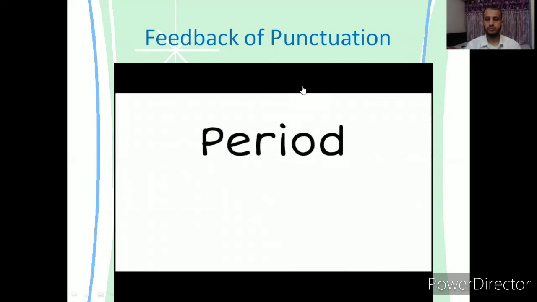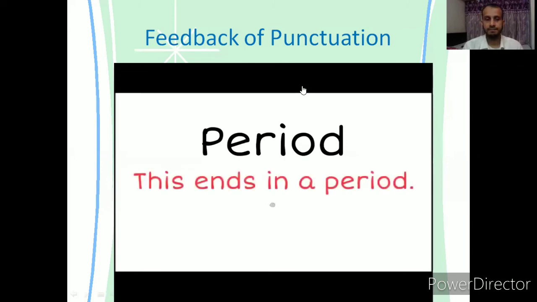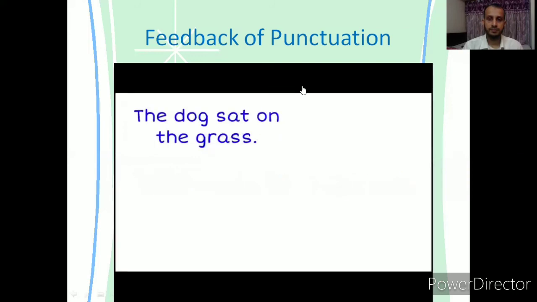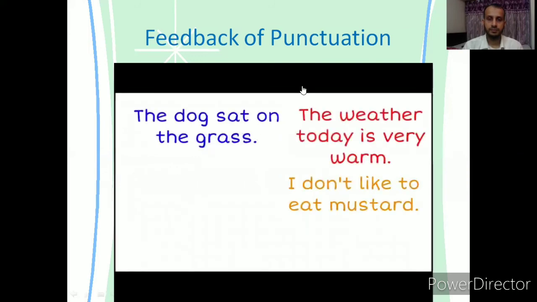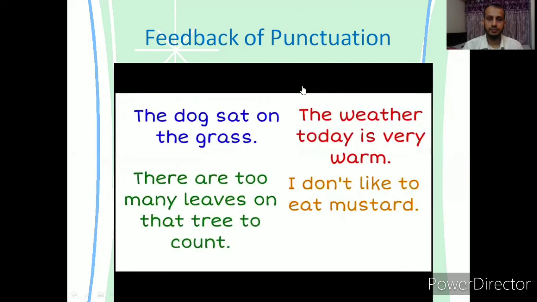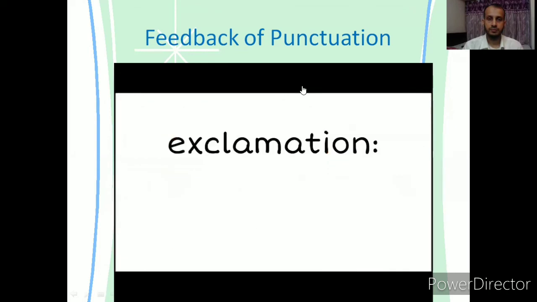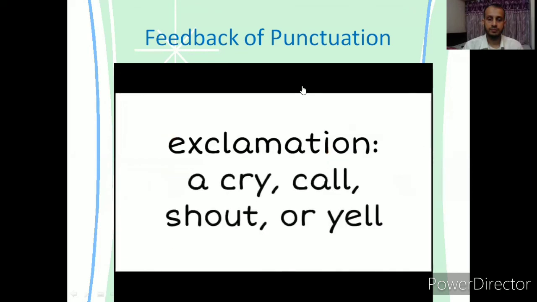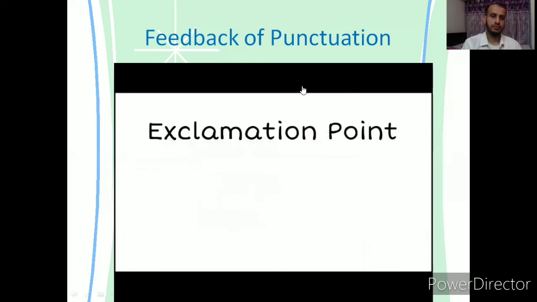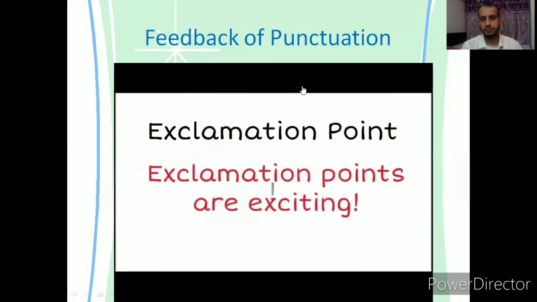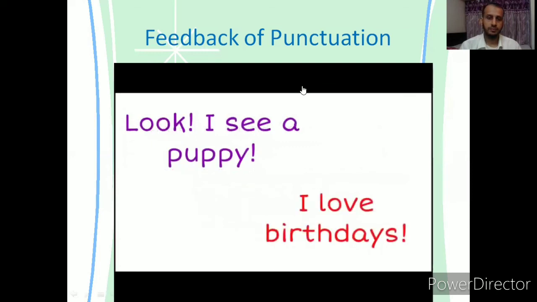First, let's talk about periods. A period is a dot that marks the end of a sentence. Periods are the most common way to end a sentence because they are used to end any sentence that isn't a question or an exclamation. An exclamation will end with an exclamation point. Exclamation points are used to show strong feelings, like excitement, or show that something is being said loudly.